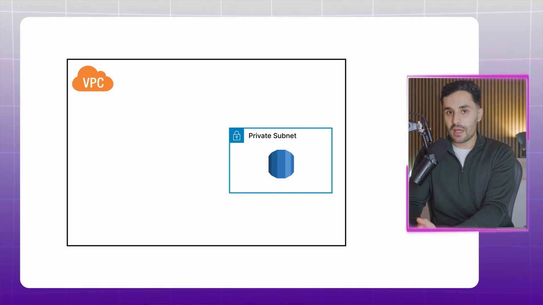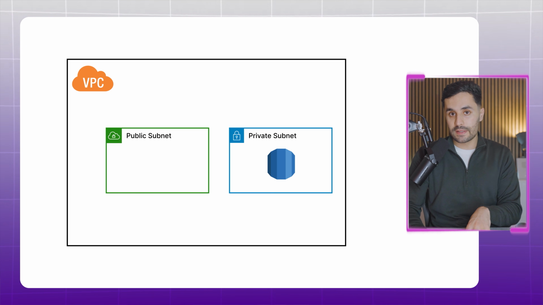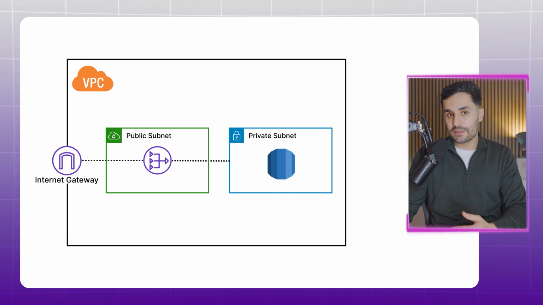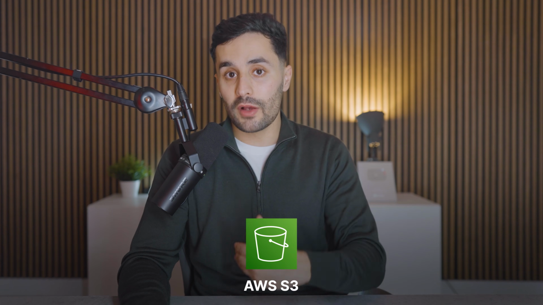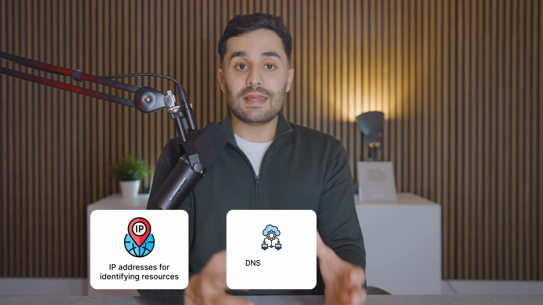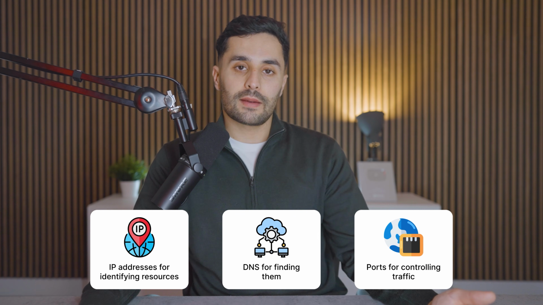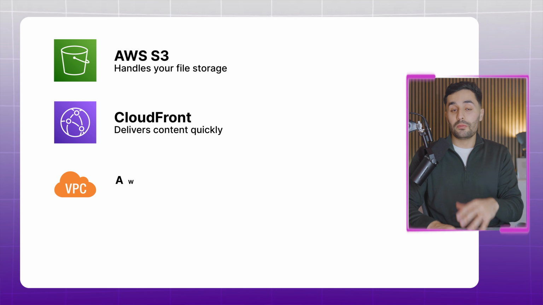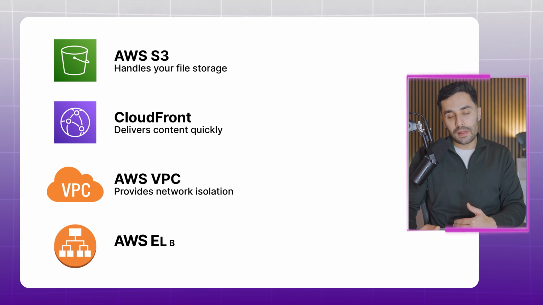Now, your actual application servers might be sitting in a private subnet for security, but they can still reach out to the internet when they need to, like for updates or to talk to other services, through a NAT gateway. Now, these servers can pull additional content from S3 as needed while staying secure behind your private network. Now, what's interesting is that all of these services are built on top of the networking fundamentals that we talked about earlier: IP addresses for identifying resources, DNS for finding them, and ports for controlling traffic. Now, each AWS service solves a specific piece of the puzzle. S3 handles your file storage. CloudFront delivers content quickly. Your VPC provides network isolation, and the ELB distributes traffic.